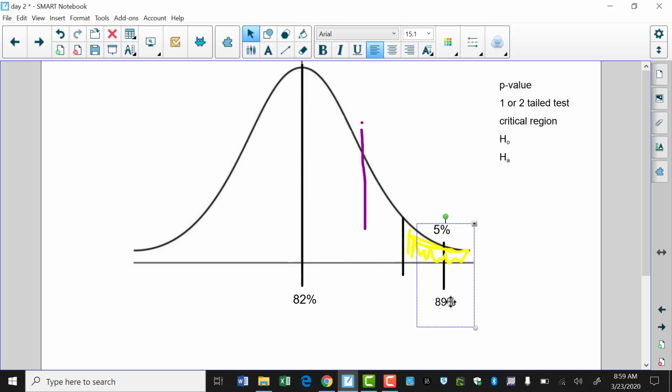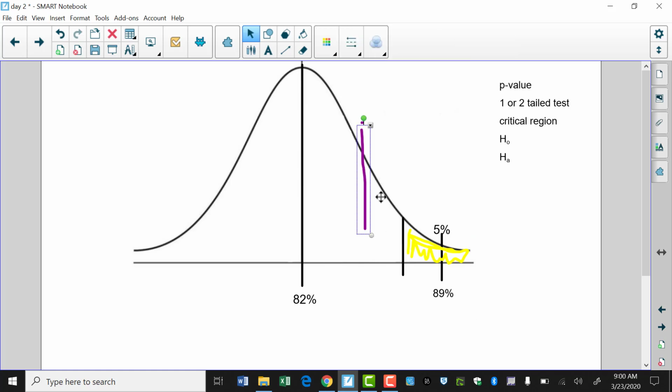Will be different from the 82% if it was in that critical region. So if it ends up in that critical region, which means it happens less than 5% of the time, what we're going to do is say, yes, it's significantly different from the 82% because it's so much greater. So we're trying to find a measuring stick, a tool to measure. And we call that tool the p-value, which is the probability of this event happening if 82% is a real number. So how far away are we?